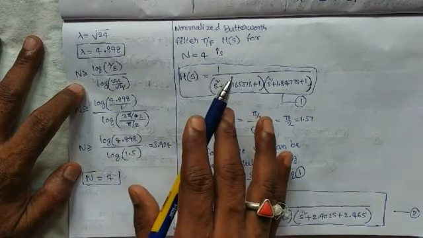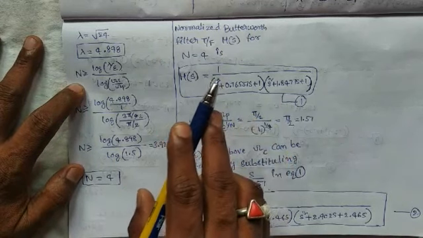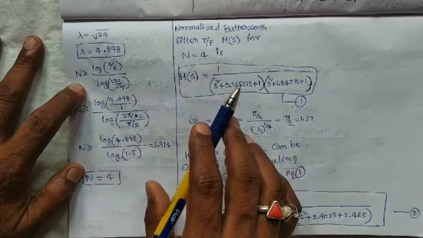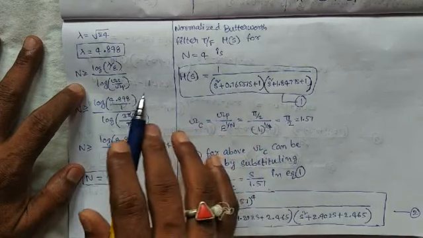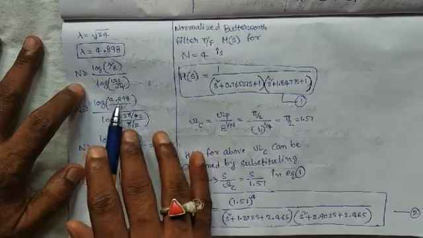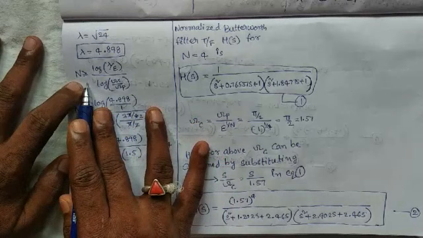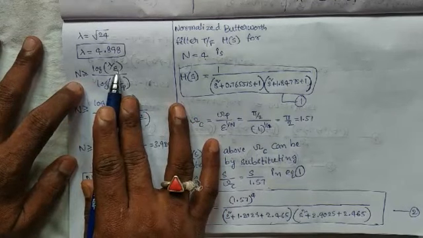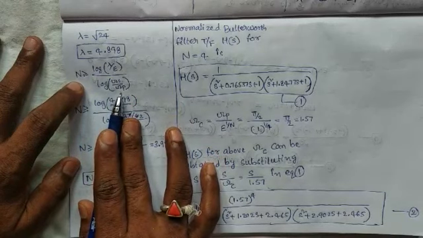How to obtain the analog Butterworth filter transfer function? How can we design the analog filter? First we are calculating the order of the filter. How to determine the order of the filter? By using this formula: N is greater than or equal to log of lambda by epsilon by log of omega s by omega p.